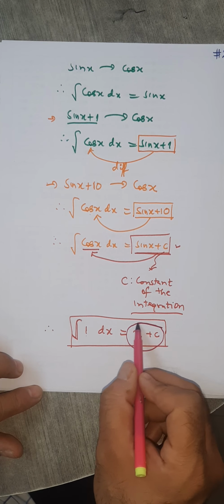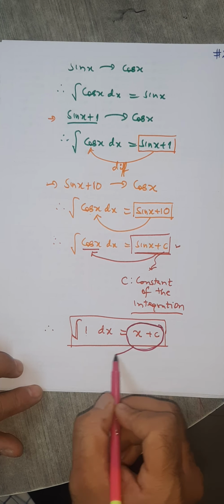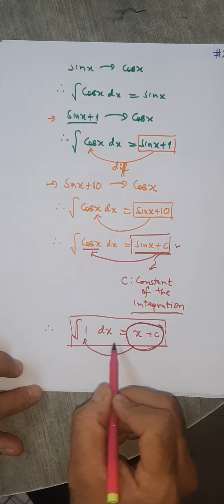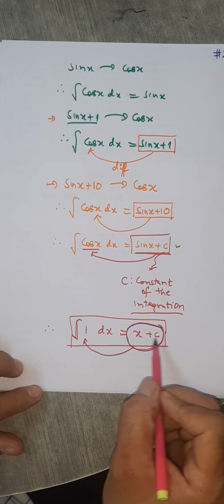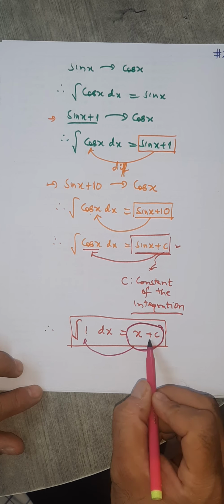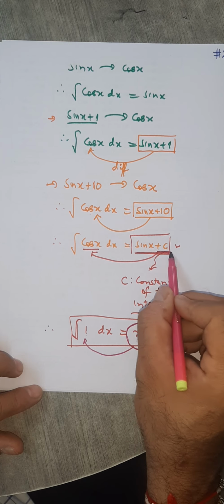You differentiate this portion, the RHS portion. You must get this. What's the derivative of x? 1. What's the derivative of c, being a constant? 0. So the answer is 1. So therefore the integral of 1 is x plus some constant c. We always put plus c in the answer of the integration.